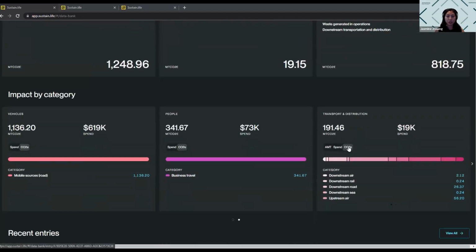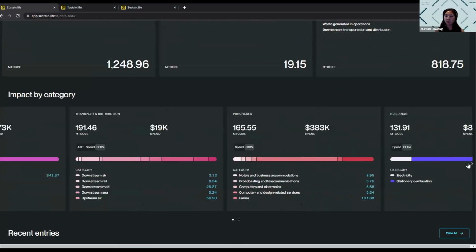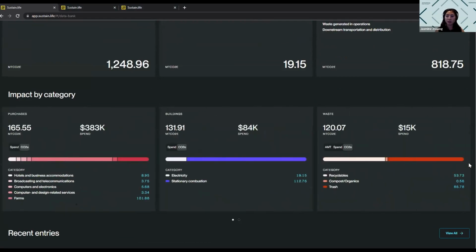And you can also see a high level impact by each of your categories, but I'll pull up the waste example to show you. At a high level, you can see on your dashboard here, your total emissions that are coming from your waste, your total spend, as well as the total amount of waste produced in terms of weight per category. And so each of these colors represents a different subcategory of type of waste.